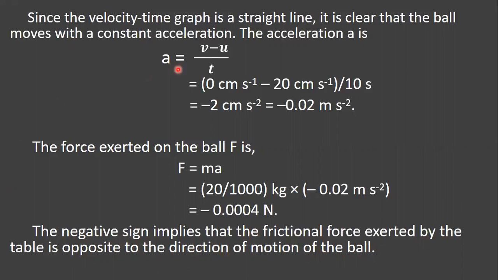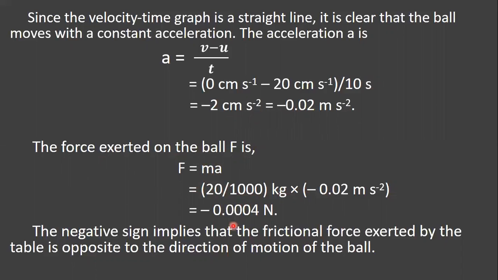See, you have to find here A, that is the acceleration, v minus u by t. Here 0 centimeter per second minus 20 centimeter per second by 10 seconds. You will get minus 20 by 10, that is minus 2 centimeter per second square, that you can convert into meter, minus 0.02 meter per second square. Now children, the force exerted on the ball F is F equals m into A. Here mass is given as 20 grams, convert into kg, 20 by 1000 kg into acceleration minus 0.02 meter per second square.